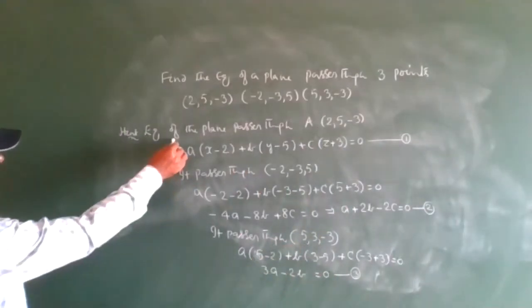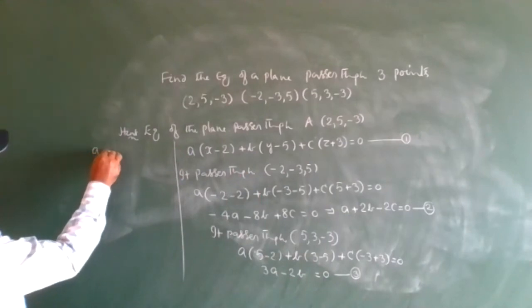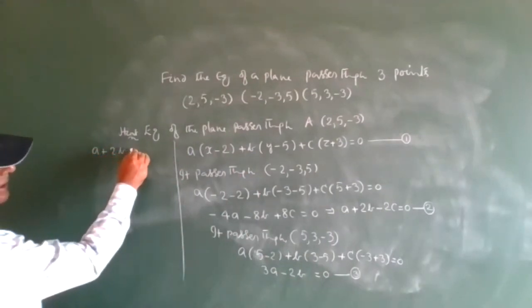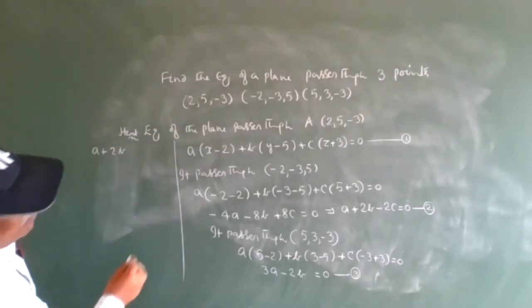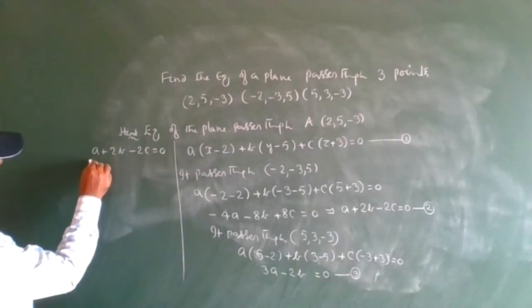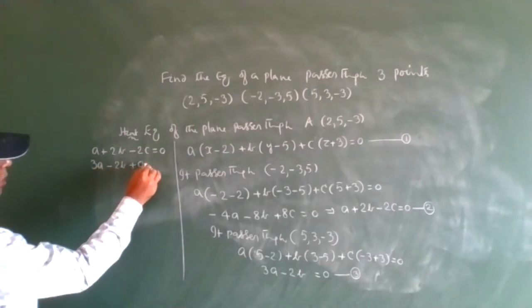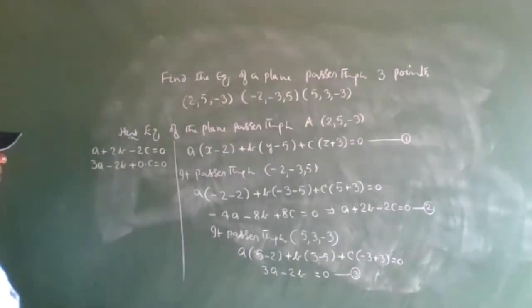Solving these three equations, we can apply the determinant form. What is the first equation? It is a plus 2b minus 2c is equal to 0. The third equation is 3a minus 2b plus 0 into c is equal to 0.